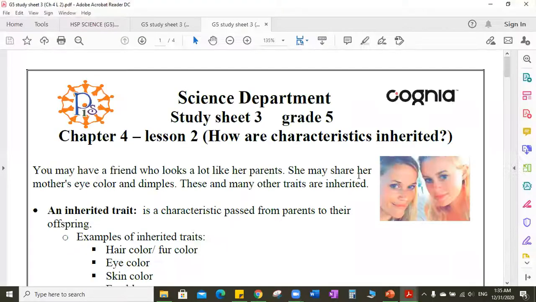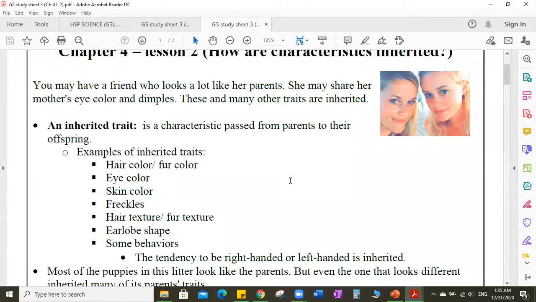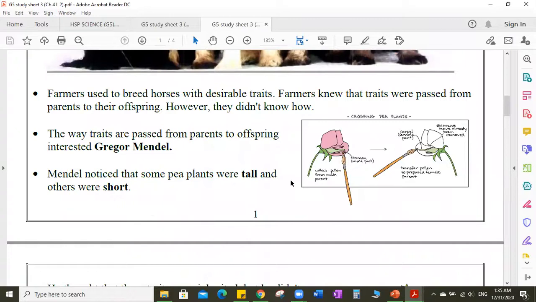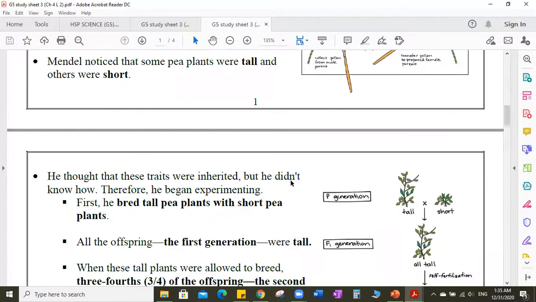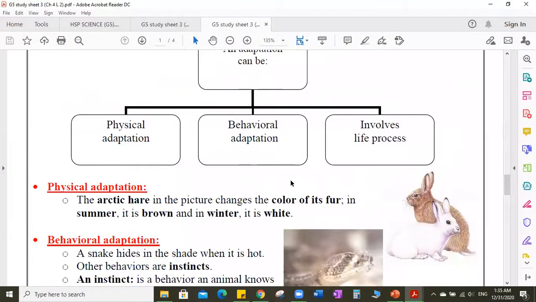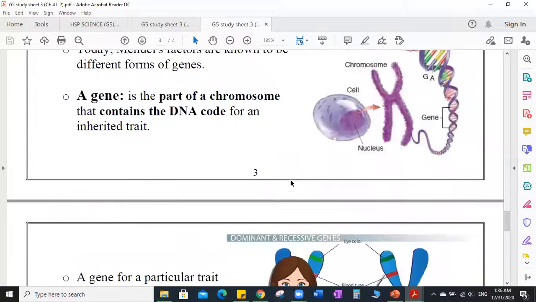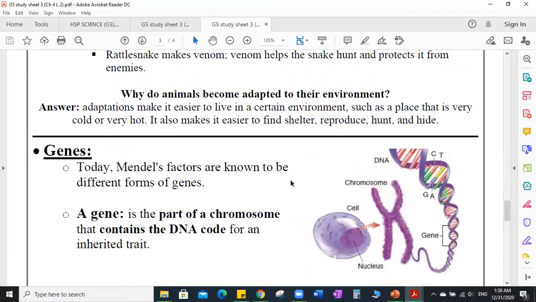As we learned in lesson 2, some of the characteristics are inherited from our parents, like the hair color and the eye color, and how Gregor Mendel discovered the way the traits are passed from parents to offspring. We also learned that some of these inherited characteristics help in adaptation, or how to survive in the environment. And we learned the different types of adaptation, the physical and behavioral. You also learned that some of these life processes are instinct, which we will continue learning about.